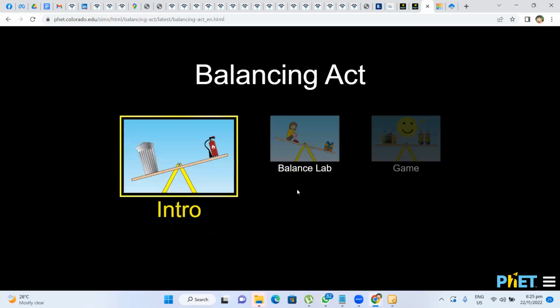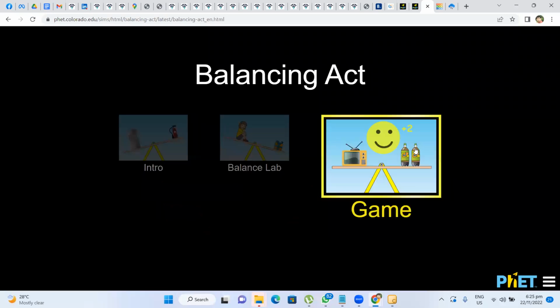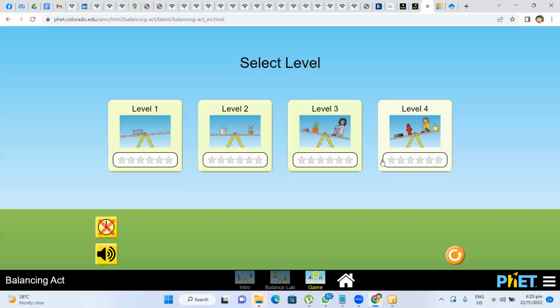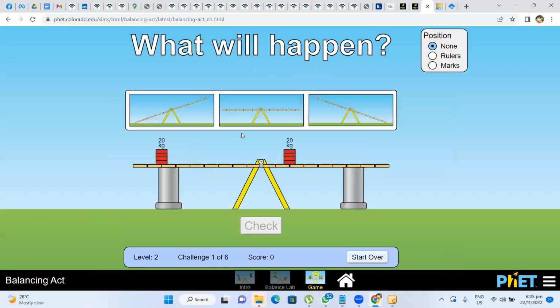Okay, now let's go to the... I'm directly going to the balancing game because we have discussed that about science. And since there are students in higher grades, I would like to move to the level 2 equations. Okay, let's check your knowledge here.